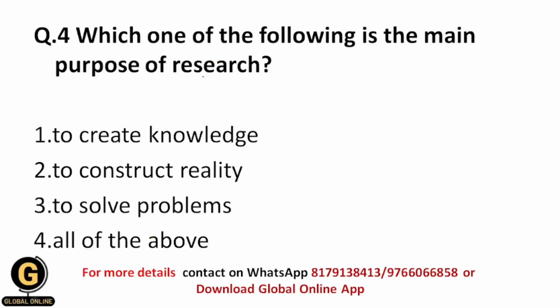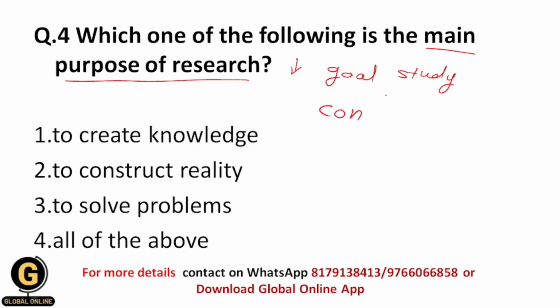Now students, our fourth question is which one of the following is the main purpose of research? What is the main purpose of research? It is to get the answer on why the study is being conducted or what is the goal of the study. Whenever we are going to find the goal of the study, then we describe any kind of concept, phenomenon or event. That means we construct reality. So this is the main purpose of research, that is to construct reality.